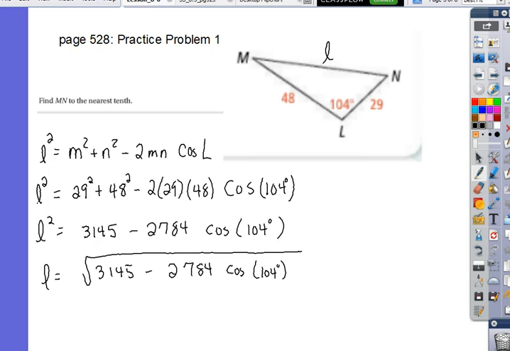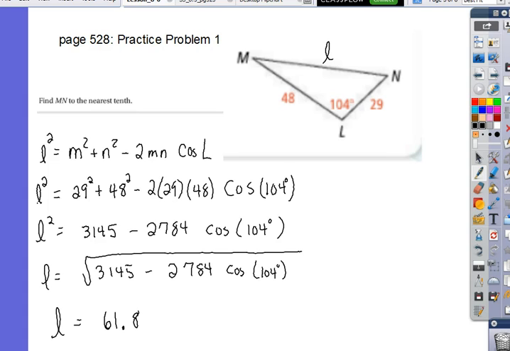All right, so this is what I'm going to punch into my calculator. And I get 61.79, which I'm going to round up to 61.8. And I think that's what we all got, isn't it? All right. That's all there is to it.